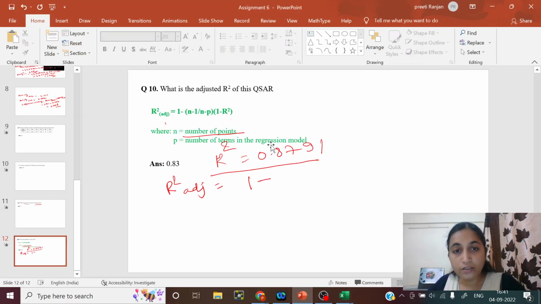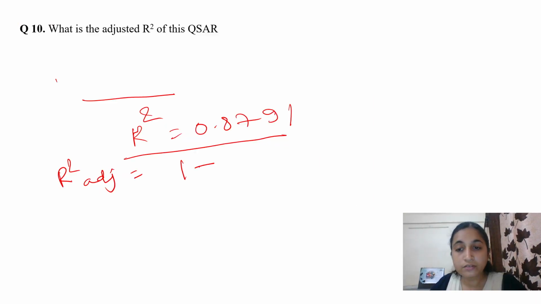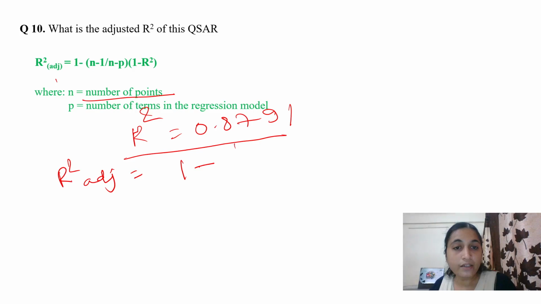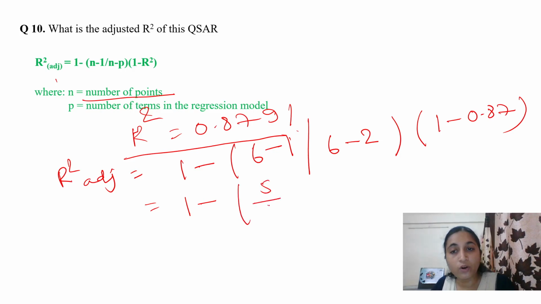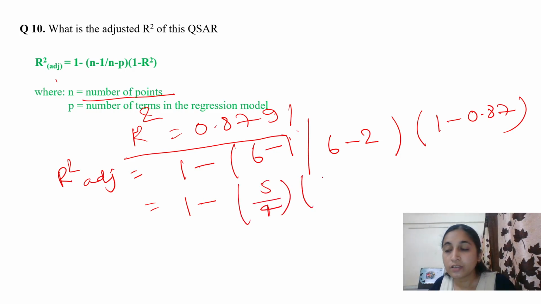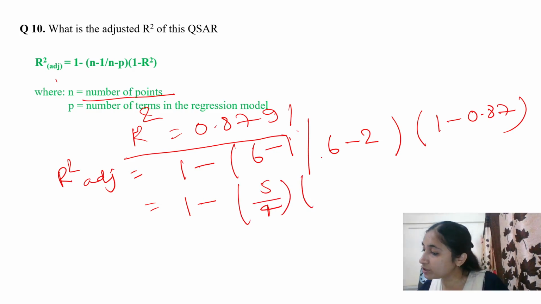And now how many terms are there in the regression model? Two terms, right? PSA and activity. So we will take 6 minus 1 upon 6 minus 2, and then 1 minus 0.87. So 1 minus 5 upon 4, and then how much will this be? 0.13, right?